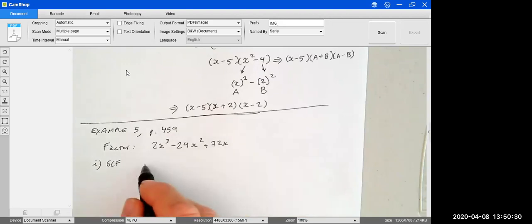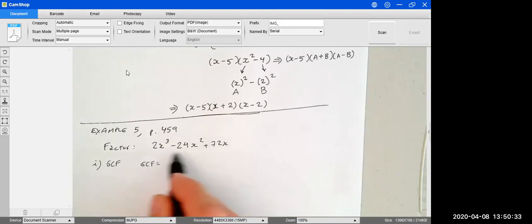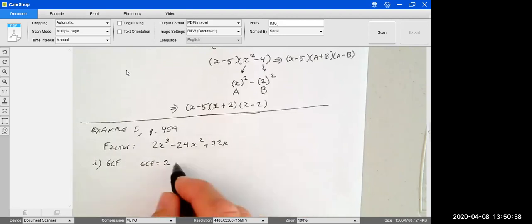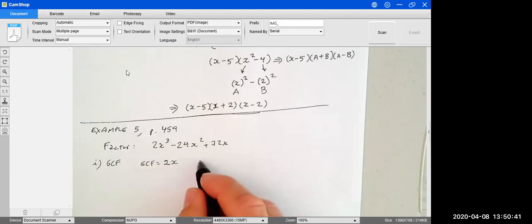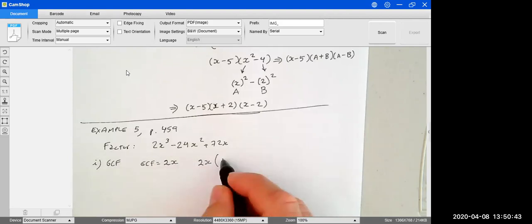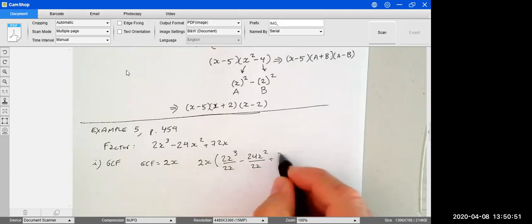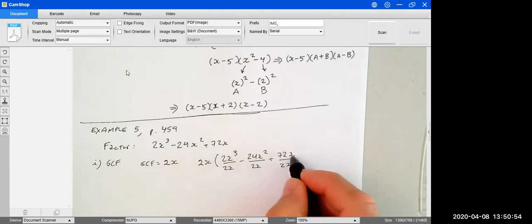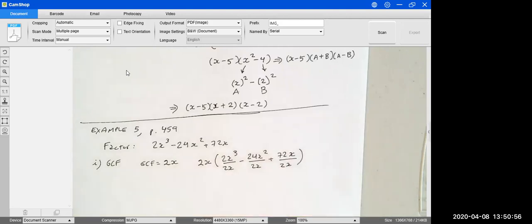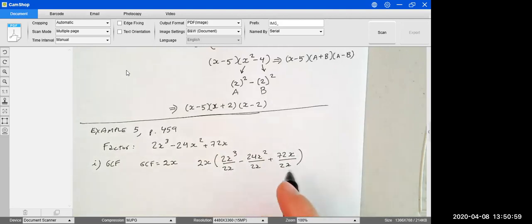So here you're going to see that for coefficients you can factor out 2. For variables, you're going to factor x. So we're going to write then 2x that multiplies 2x cubed over 2x minus 24x squared over 2x plus 72x over 2x. So this is a very repetitive process, and we do this in a long way because that's the best way to minimize errors, to avoid mistakes. So it's a long process, but it's the best way to prevent committing a mistake.